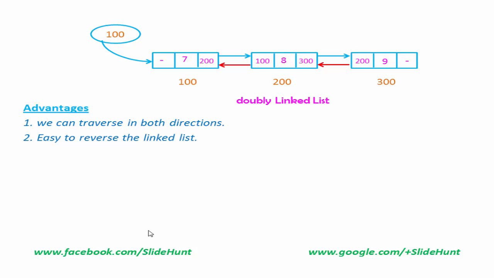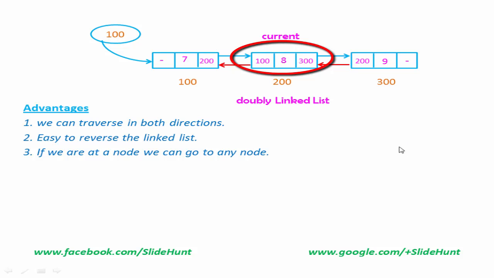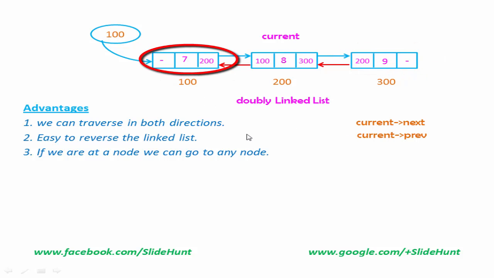Another advantage is that if we are at a node, then we can go to any node. For example, if we consider current is a pointer which points to this node, then current arrow next indicates this node and current arrow prev indicates this node. But in case of singly linked list, it is not possible because singly linked list has only one pointer by which we can go to the forward direction only. There is no way to go backward direction.